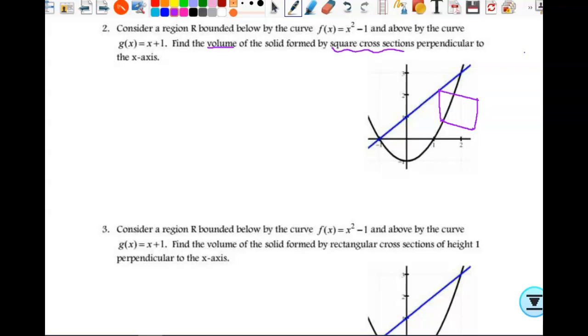So the idea is that we have an infinite amount of these squares, right? And if I want to find the volume, then I can find the volume by adding up all those little areas. Could you find the volume of this piece of paper?